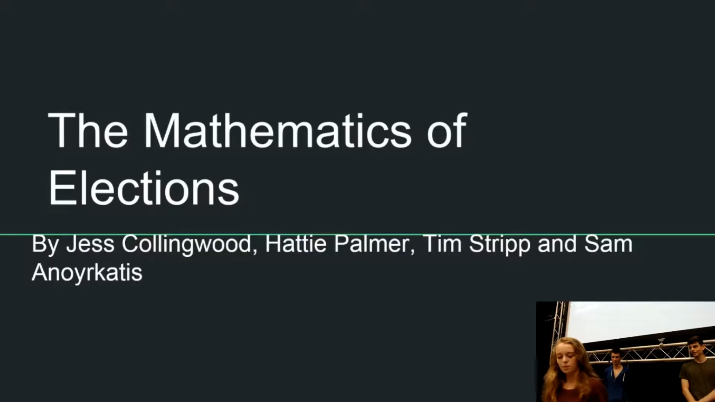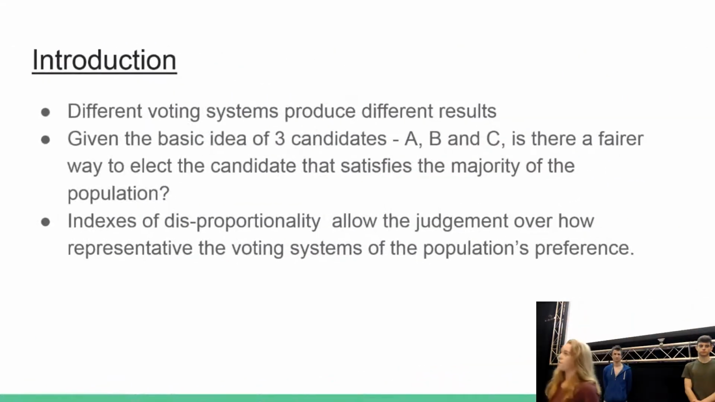The situation that we were presented with involves three candidates, A, B and C. If A received 40% of the votes, B 35% and C 25%, then A wins. However, note that only 60% of the population did not vote for A. So is there a best way to represent the population's preference that includes the majority?